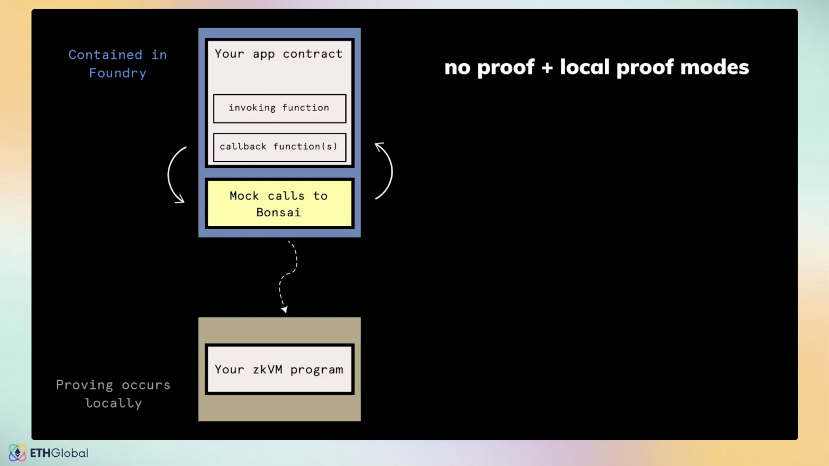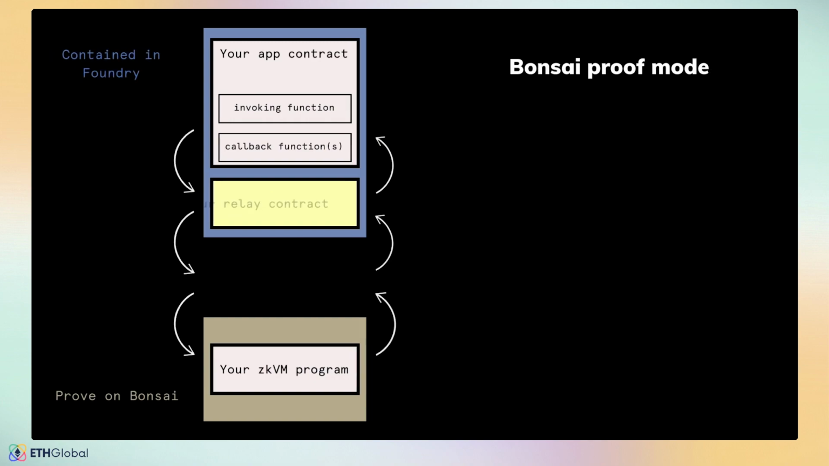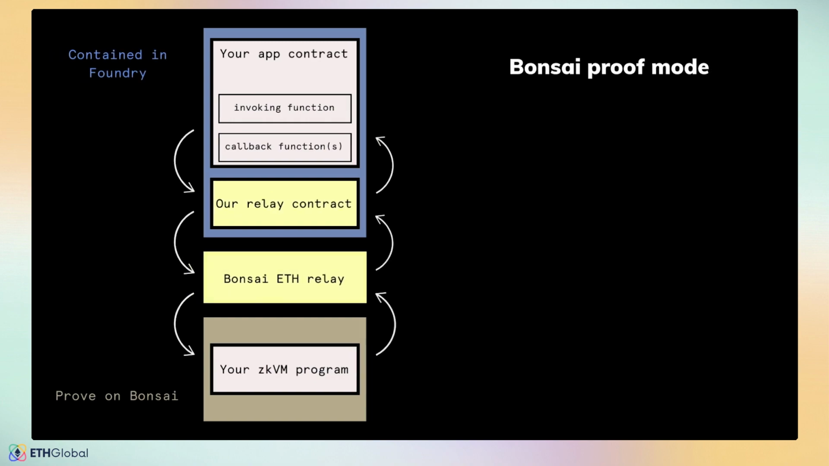So here's the Bonsai proof mode. And in this part, you'll notice that you still have everything contained in Foundry, but this time we're using the real relay contract connecting to the Bonsai ETH relay and reaching out to Bonsai, which then generates a proof after running your off-chain compute in the form of the zkVM program.